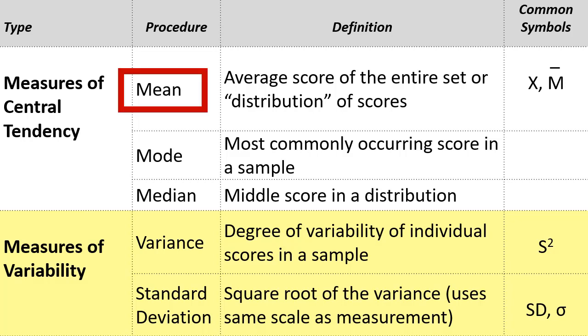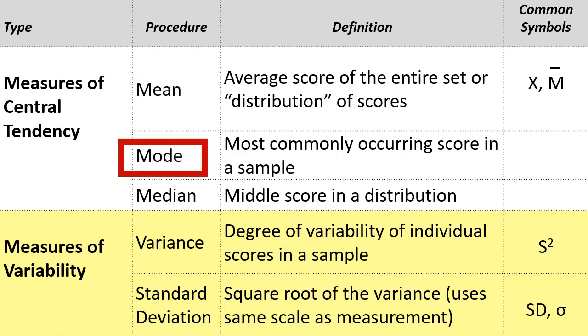So first of all, we have mean, and I'm sure you're familiar with this. Mean means average. It's the average score of the entire set or distribution of scores. Now, in the literature, mean oftentimes is characterized by a symbol, and it's either a capital X or a capital M with a line over the top of it.